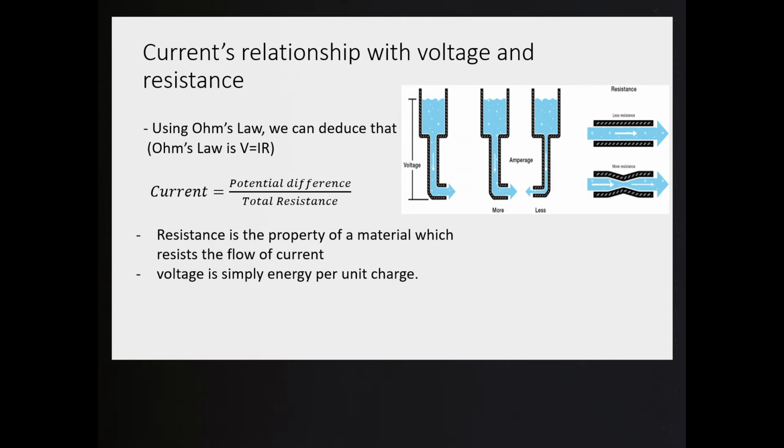Using the water current analogy, the height of the container containing the water is going to increase the pressure. So more voltage is going to equal more current flow. Whereas the width of the pipe leading to the exit, if it's narrower, is going to cause more resistance, causing the current to flow more slowly.